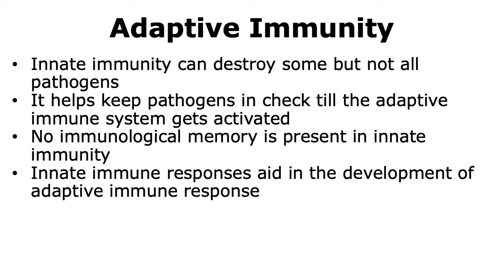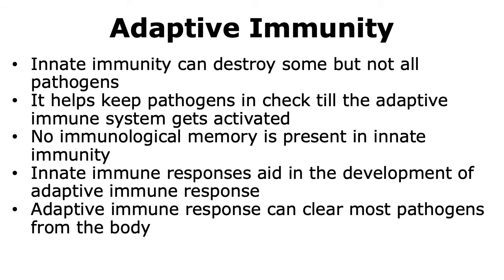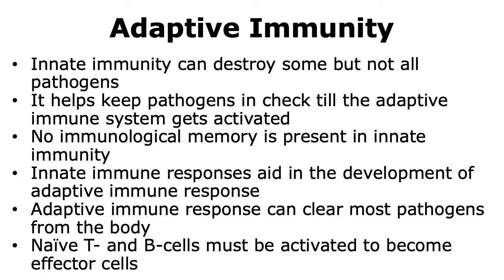the adaptive immune responses. Now, the adaptive immune responses are mounted later during the course of the infection. However, they are more effective because they can clear most pathogens from the body. Part of the adaptive immune response are the T and B lymphocytes, or T and B cells. Naive T and B cells will be activated in an adaptive immune response, and once they get activated, they become effector cells.